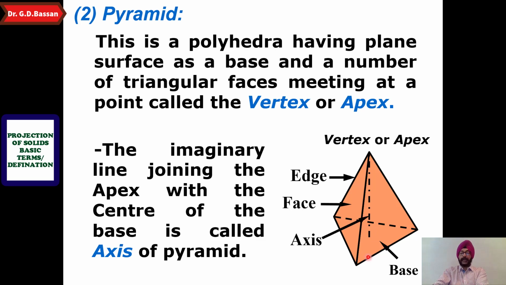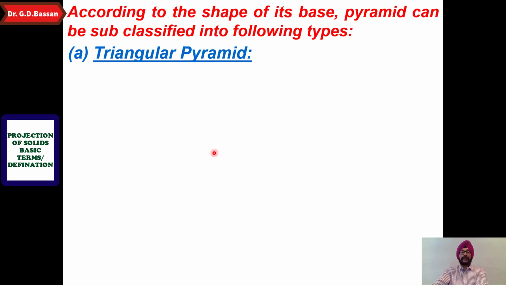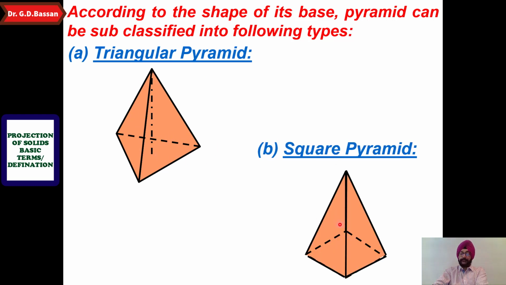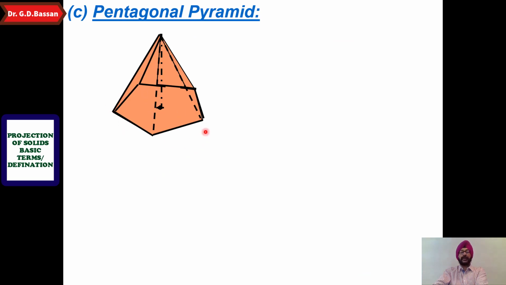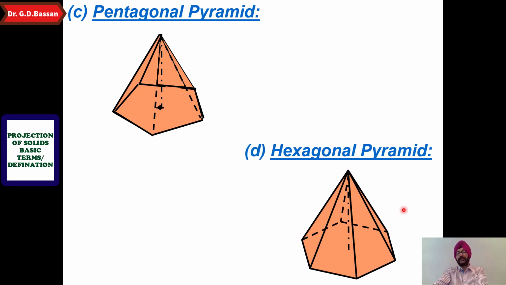Again, the pyramid can be classified into a number of subdivisions, and that also depends upon the shape of the base. What do we mean by a triangular pyramid? A triangular pyramid means the base is a triangle. A square pyramid means the base is a square. A pentagonal pyramid is when the base is pentagonal in shape, and when the base is hexagonal in shape, it is considered a hexagonal pyramid.